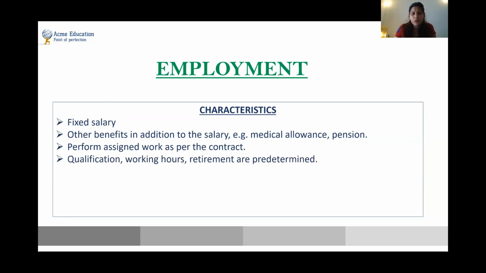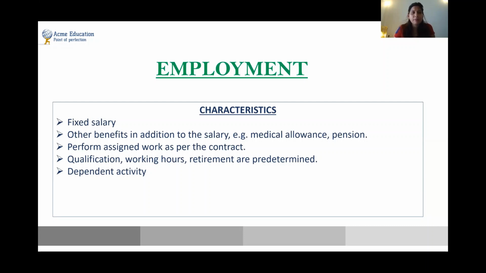The qualification, working hours, and retirement are predetermined, which means that you need to take specific qualifications to become an employee. The working hours are going to be fixed by the contract of the company. The retirement is fixed by the company. Dependent activity: why is this a dependent activity?